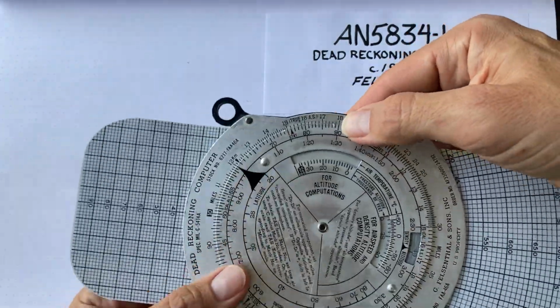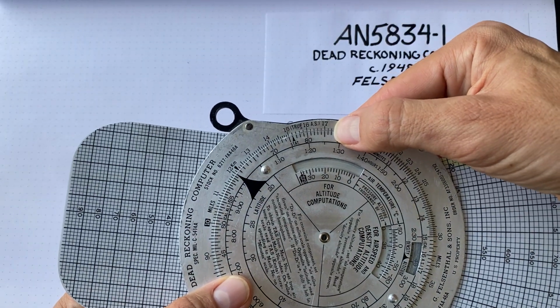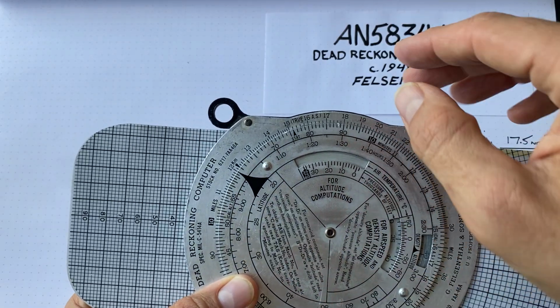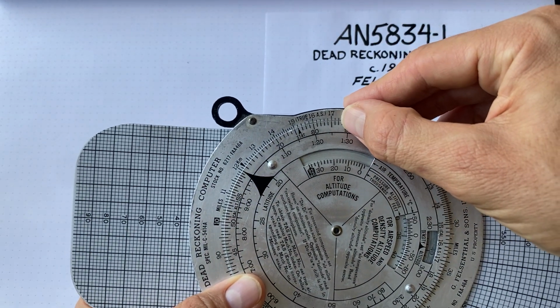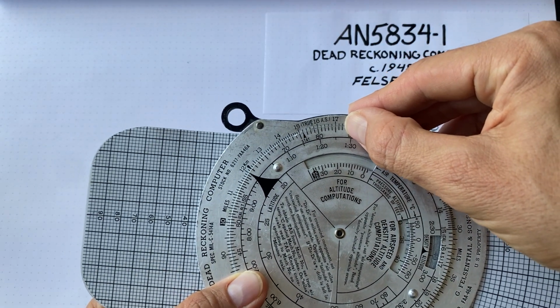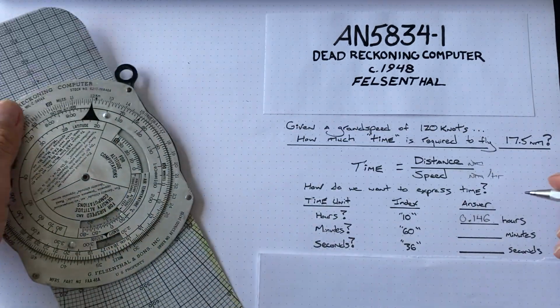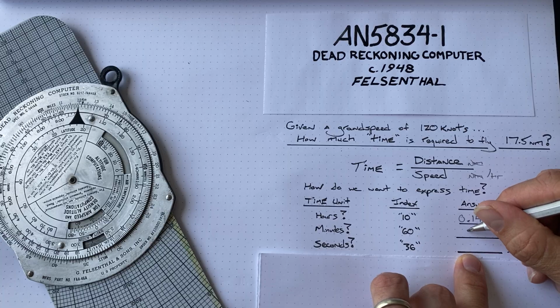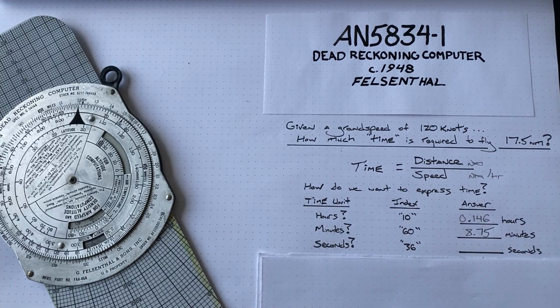So now we go to the same distance, 17.5 nautical miles. We slide on down and we can see the answer is somewhere between 8 and 9 minutes. If we follow these decimal points, looks to me like 8.75 minutes. So doing 120 knots, we can get 17.5 nautical miles in 8.75 minutes. But still, I really don't think in terms of tenths and hundredths of minutes. So there's got to be a better way to express this answer.